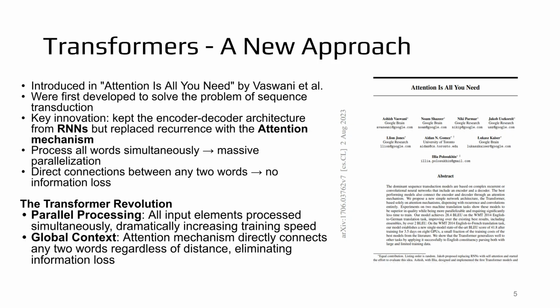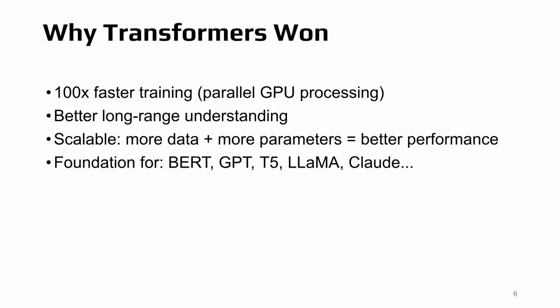This enabled two game-changing capabilities: parallel processing. All words can be processed simultaneously, and direct connections. Any word can directly attend to any other word, regardless of distance. No more information loss over long sequences. No more sequential bottlenecks. So why did transformers become the dominant architecture?